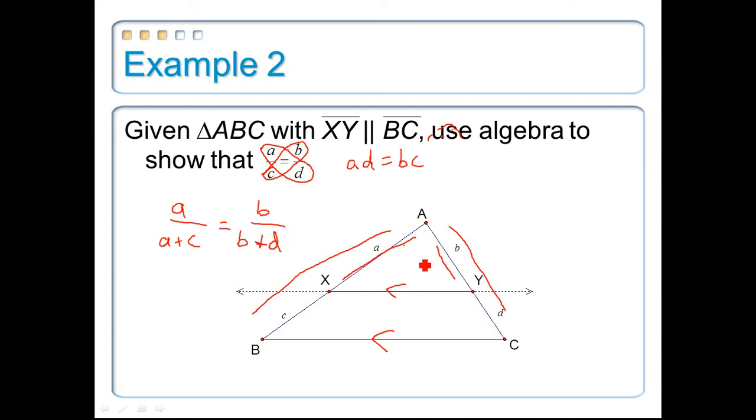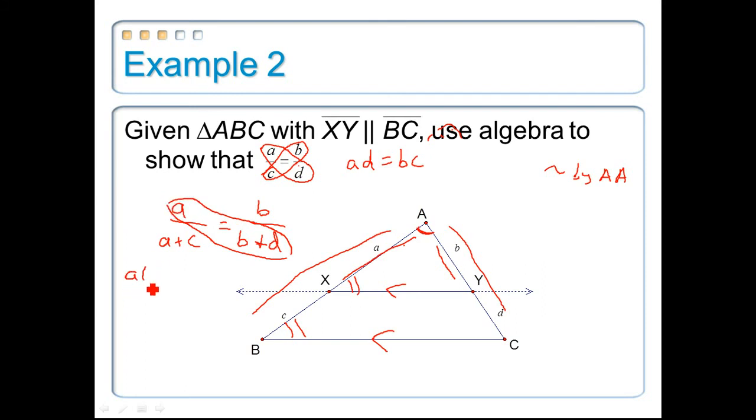How do we know the triangles are similar? Well, remember, both triangles share angle A, and we said these are parallel, so the corresponding angles are congruent. So they're similar by AA. Okay, and again, we talked about this at length, so there's lots of different ways to show that. Well, if this is the same as this, then when you cross multiply, you get the same thing. So I'm going to cross multiply that.